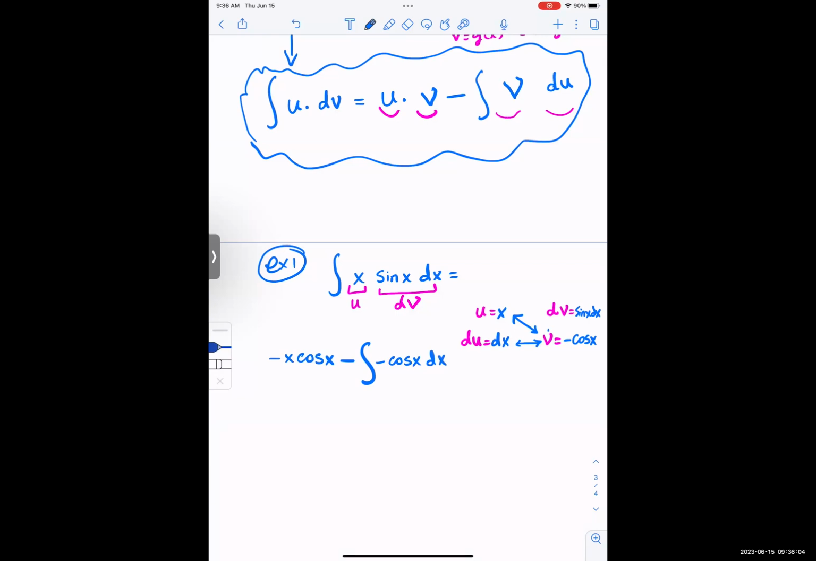So now let's continue. We got to this step. So far, one piece has no antiderivative. Minus times minus makes it plus. What is the antiderivative of cosine, or what is the integral of cosine? Positive sine, and then plus c. So the integral of what we had at the beginning is this.